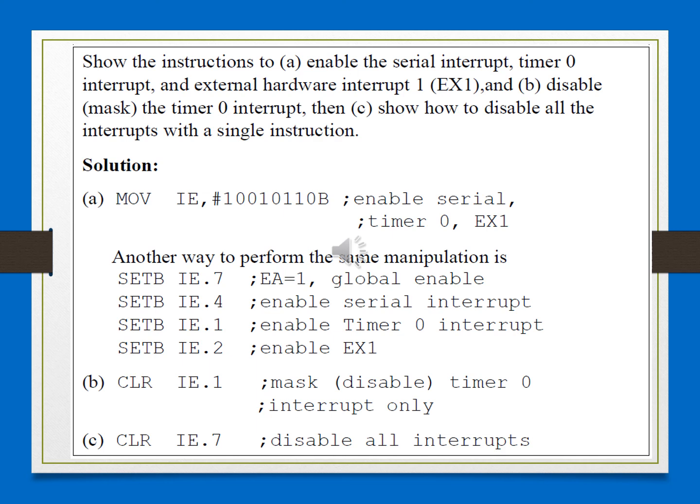So as in part B question, disable timer 0 interrupt. So you don't want the timer 0 interrupt to be responded to. Then you have to clear that particular bit. So clearing that IE.1, you will be masking that particular interrupt. So even if there is a timer 0 overflow, that will not be indicated by this interrupt, and the microcontroller will not be getting the interrupt signal. Okay, that is the meaning there. So to clear all the interrupts, you can simply make the D7 bit 0. I hope you have got it.